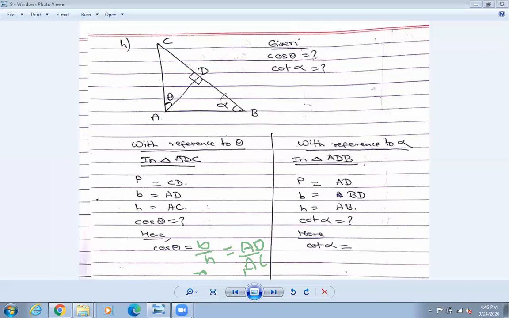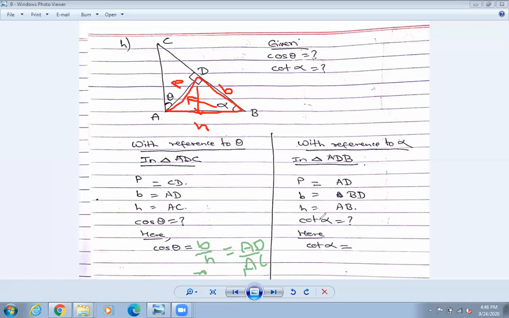Now, what is the next alphabet over here? There is alpha. So let us make the triangle. This is the triangle over here. In this triangle, the reference angle is alpha. The opposite of alpha is the perpendicular. What is the name of the perpendicular? AD. Perpendicular is AD. The side with both 90 and the reference angle we call the base. What is the name of the base? DB, otherwise BD. Hypotenuse means the opposite of 90. What is the name of this hypotenuse? AB. Hypotenuse is AB.